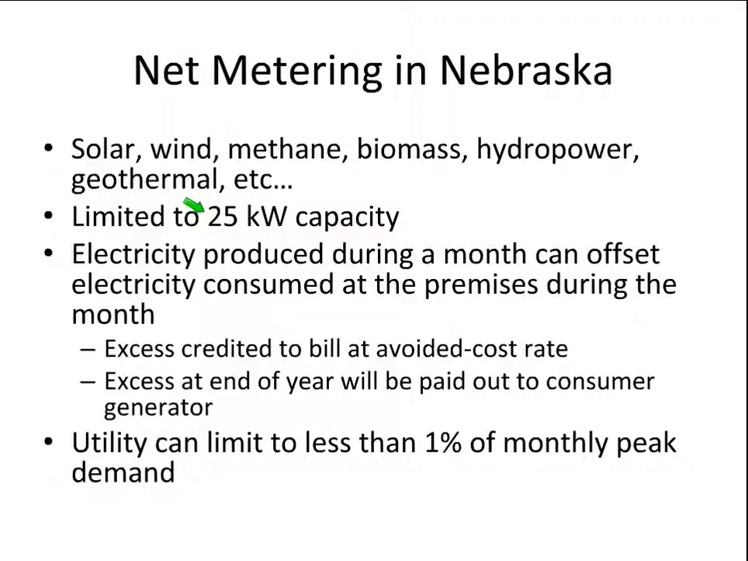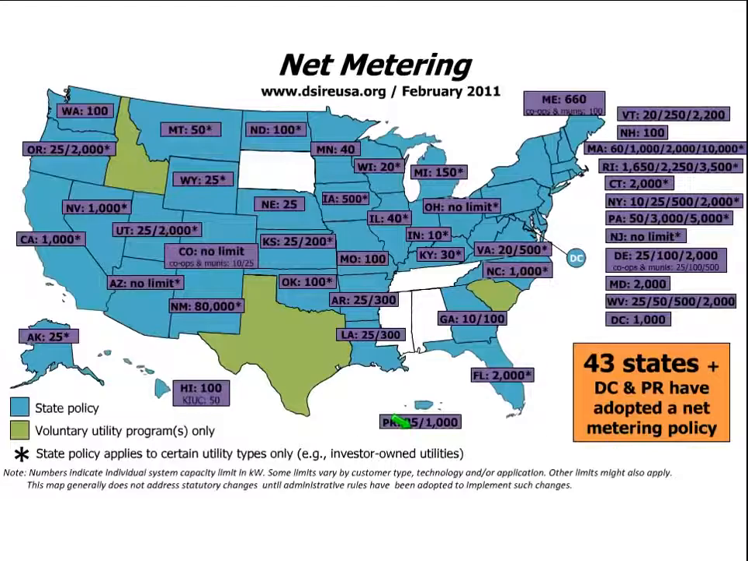Electricity produced during the month can offset electricity consumed on the premises during that month. So excess credit to the bill at avoided cost during the month. Excess at the end of the year is paid out to the customer. We basically, at the end of every month, we stop, but then at the end of the year, if we've produced excess, they'll pay. And then there is some limits. The utilities, if there gets to be a lot of wind turbines in a particular utility, they don't have to do net metering if over 1% of their monthly peak is reached. That's not likely going to happen, but is in that law.